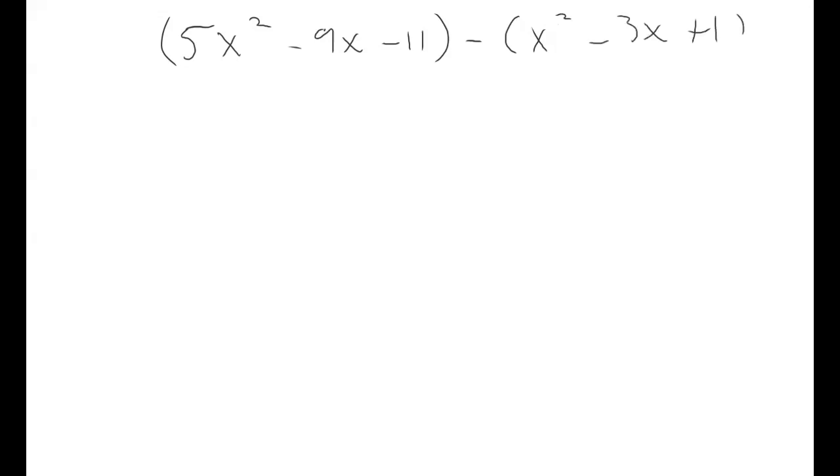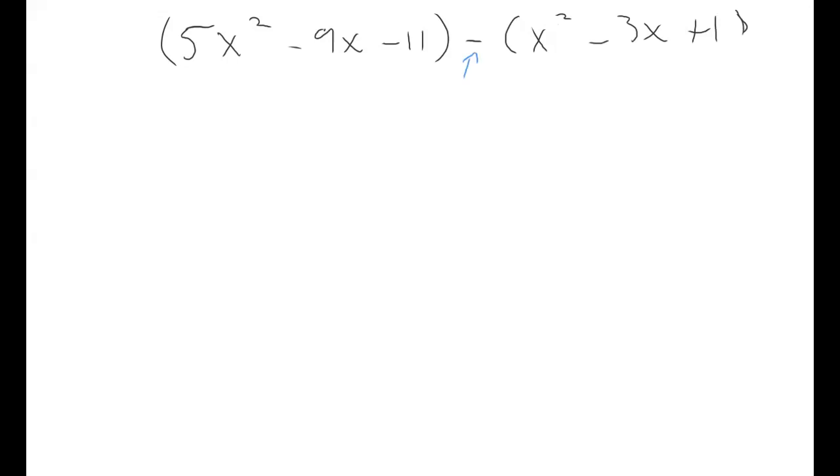We'll do one more here. 5x squared minus 9x minus an 11. Put that in parentheses just for now. And then minus an x squared minus 3x plus 1. Now, I can't just drop the parentheses, sorry, the associative property, because I am now subtracting, right? So I can't apply the associative property.